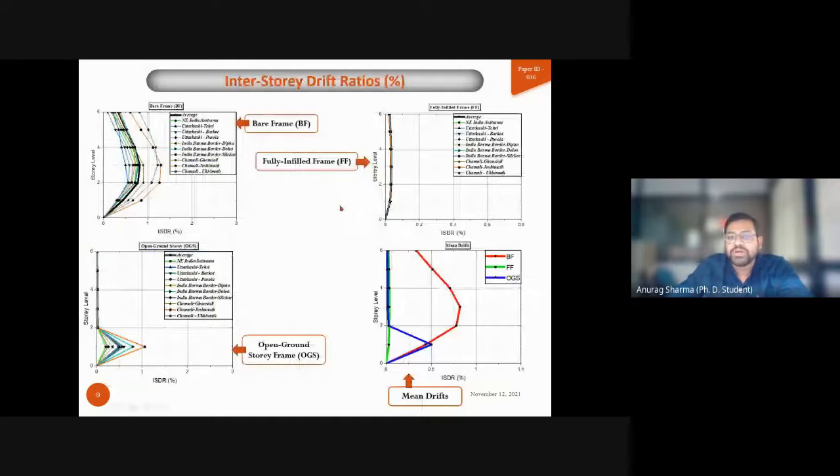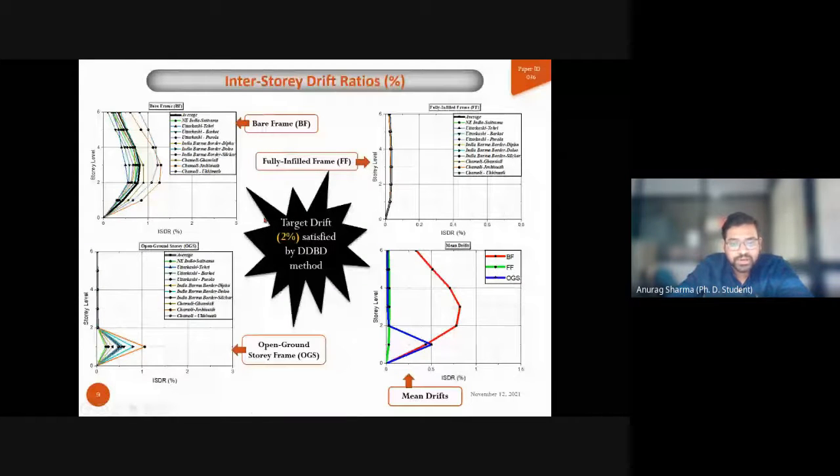Moving on to our next parameter, which is interstory drift ratio. As we know, most of the previous researchers have used this as the indicator of damage. For the bare frame, the maximum drift can be found for the Chamoli-Joshimath motion, at 1.32%, whereas for the fully infilled frame, the maximum can be found for the Chamoli-Ukhimath motion. For the open ground story, the maximum has been found in the ground story for the Chamoli-Joshimath motion. The major thing to be noticed here is that for all the frames, the target drift of 2% has been well satisfied by the DDBD method.